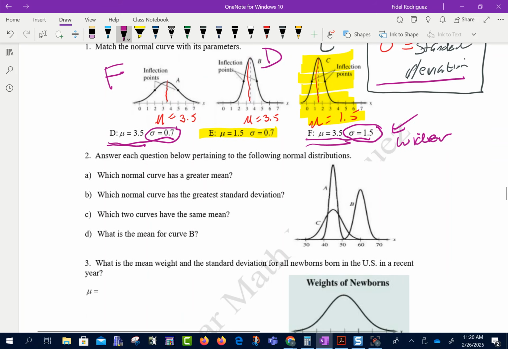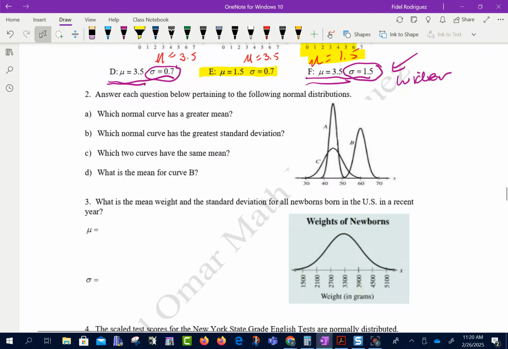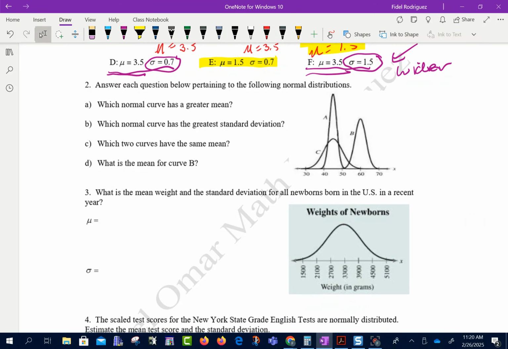Alrighty. Question number 2 says answer each question pertaining to the following distributions. Okay, let's do a couple of things. Let's see if we can find some averages here. So if I'm going to find the average of A, I'm just going to scroll down here. That looks like it's going to be about 45. And if I look at C, hey, it's the same average. It's 45. And if I look at my mean or my average for B, it's going to be 60. Okay, so now they're asking me, which one has the bigger mean? Well, B does, right? Because 60 is bigger than 45. So we're going to say B.